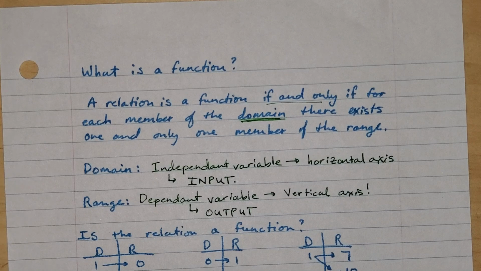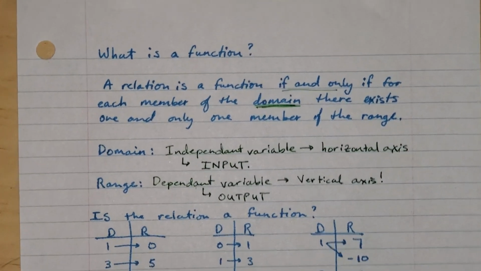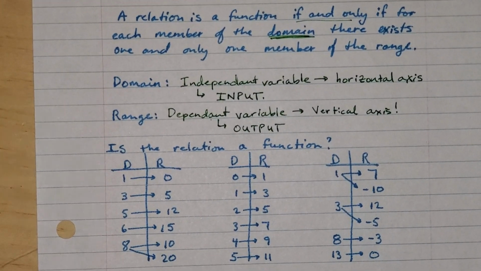So let's go back to our definition. It says a relation is a function if and only if for each input, so you plug a number into an equation, there exists one and only one output. And we'll get to that in a second. That'll kind of make sense. So let's scroll down and we're going to ask some questions. Is the relation a function? It's a yes or no question. But if you just guess yes or no, you don't really understand functions and relations. So here goes.